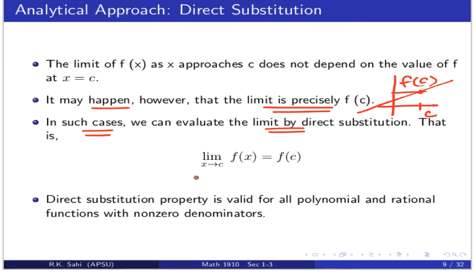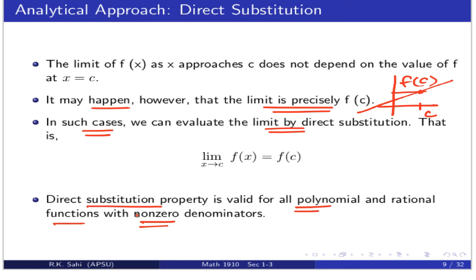What basically it means is wherever x is going, take that c and plug it in x in the value of the function. Now, this direct substitution property is valid for all polynomials and rational functions with a non-zero denominator. Okay, so that is direct substitution.